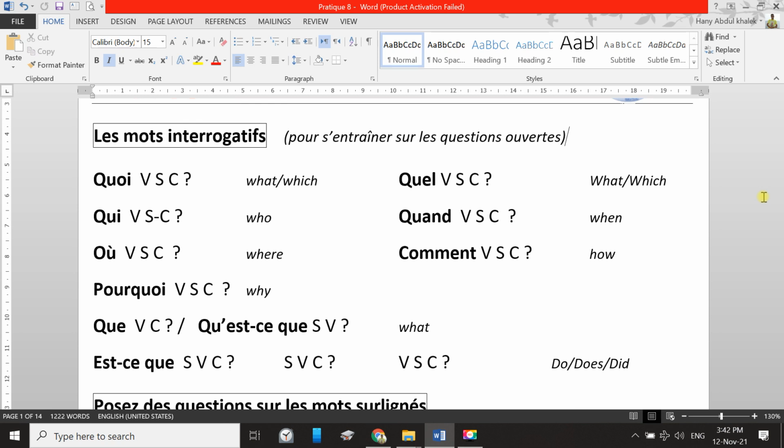The first thing that I gave you on this practice sheet, les mots interrogatifs. Les mots interrogatifs means the question words. This part we didn't study during this first term, so it will not come in the exam.